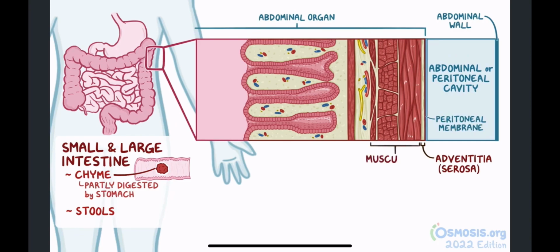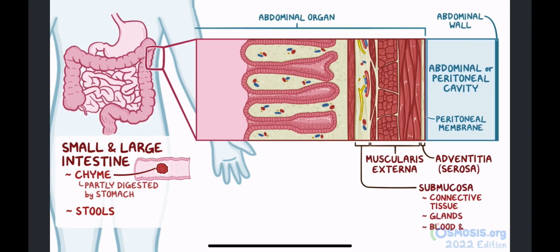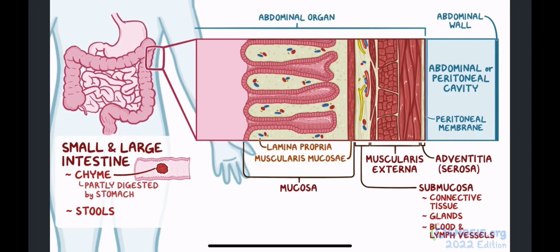Moving on, there's the muscularis externa, which is smooth muscle that contracts to move food through the bowel. Deep beneath this layer is the submucosa, which has connective tissue as well as glands, blood, and lymph vessels that supply the intestinal wall. And finally, the innermost layer is the mucosa, and it's composed of a few of its own layers. The muscularis mucosae, which has smooth muscle, the lamina propria, which is rich with blood and lymph vessels, and the innermost layer, which is the epithelial lining that faces the lumen.